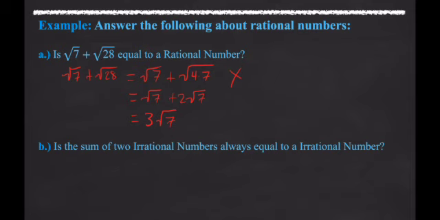3 square root of 7, that's technically 3 times square root of 7. So we are also kind of answering, is a rational times an irrational rational? We're kind of answering that question at the same time. So that is something you want to look at as well. Part B, is the sum of two irrational numbers always equal to an irrational? That is what we want to know with this one.